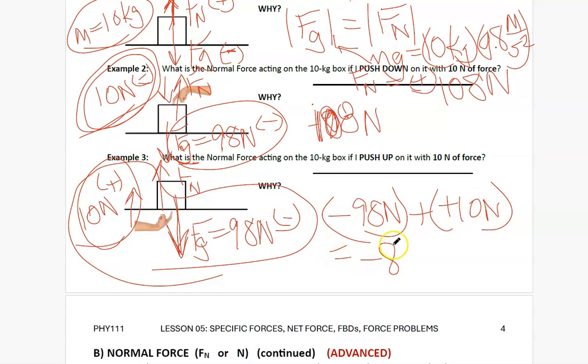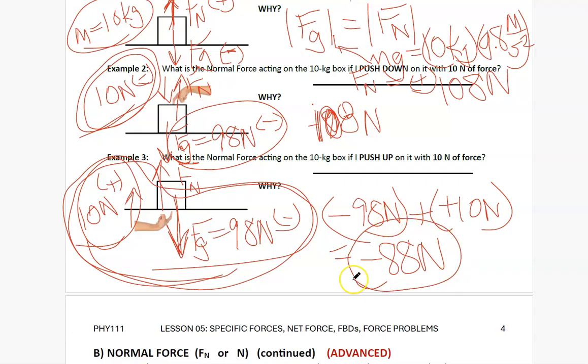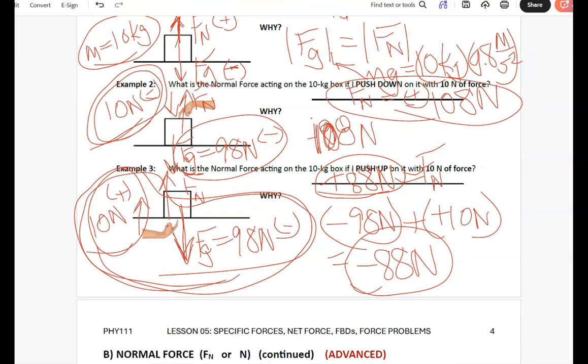That's negative 88 newtons. So our net force for just the two, it's not the full net because we haven't added in the normal force yet. But we know that when we add the normal force to the other two forces, we have to end up with zero force because the box isn't accelerating. And therefore, the only way for that to happen is for the normal force to be a matching positive 88, our normal force.